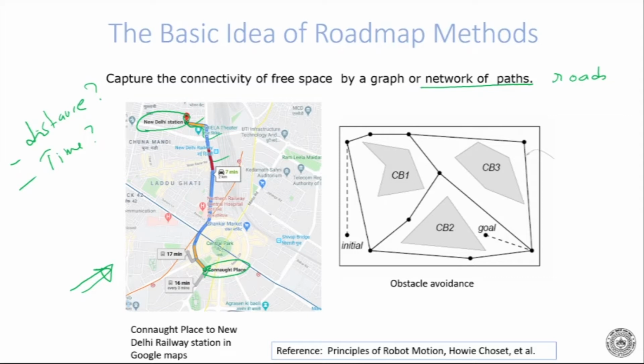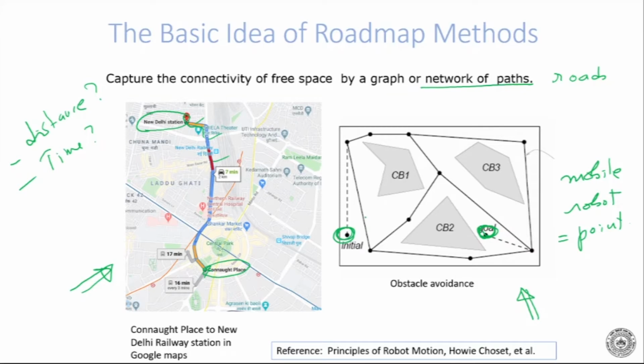Now on the right hand side, we have a problem of a mobile robot. Okay. So we have a mobile robot at an initial point, and these are obstacles which are called CB1, CB2, CB3. Now the mobile robot is a point. And I want to go from the initial point to the goal point here. So the initial point is here, the goal point is there.